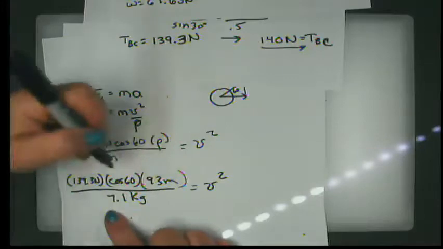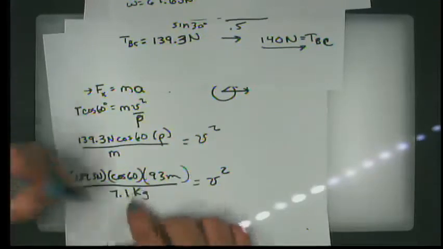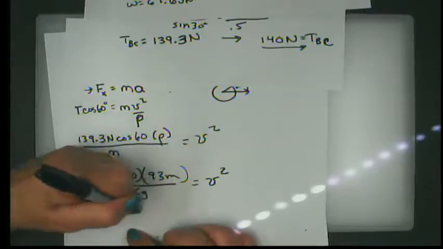So, all right, so we have 139.3. If your calculator says that it must be true, right? Times 0.5 times 0.93 meters divided by 7.1 kilos, and I get a v squared value of, is it 9.1? Okay, 9 point, since I'm going to take a square root here, I'm going to keep it like that for a minute.